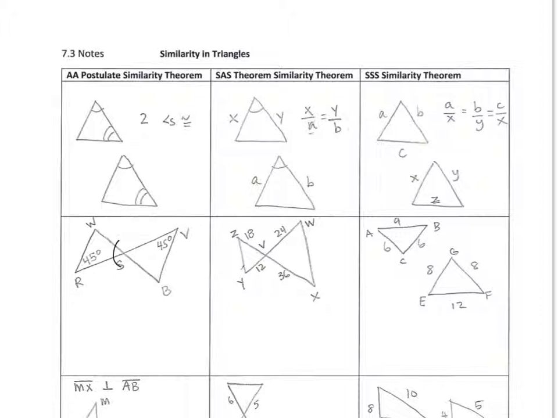So down here, these two angles are congruent by the vertical angles theorem. So I can write a triangle similarity statement. Before we had triangle congruent statements, now it's triangle similarity. So you have to match them up. R matches up with V. S matches up with S. W and B match up. So this is B.